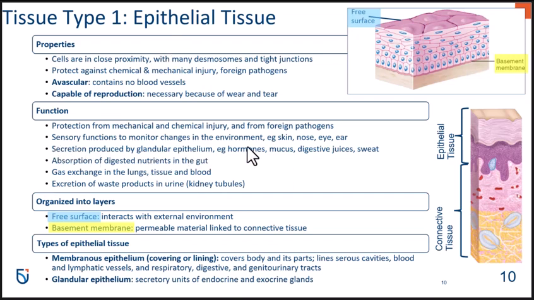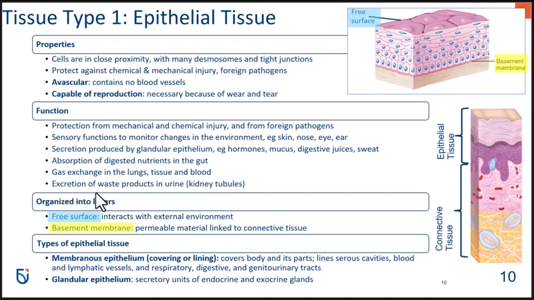So we have spoken about some of this already, but just as some more examples, this tissue is going to allow us to detect changes in our environment and is part of our senses. So it's found in our skin, our nose, our eyes, our ears. They're going to secrete products. If we're talking about glands in our body that produce substances and are made of epithelial tissue, hormones, mucus, digestive juices, and sweat are all going to be produced by very specific epithelial cells. They're involved in the absorption of digestive nutrients, as I've already mentioned to you when you eat food.